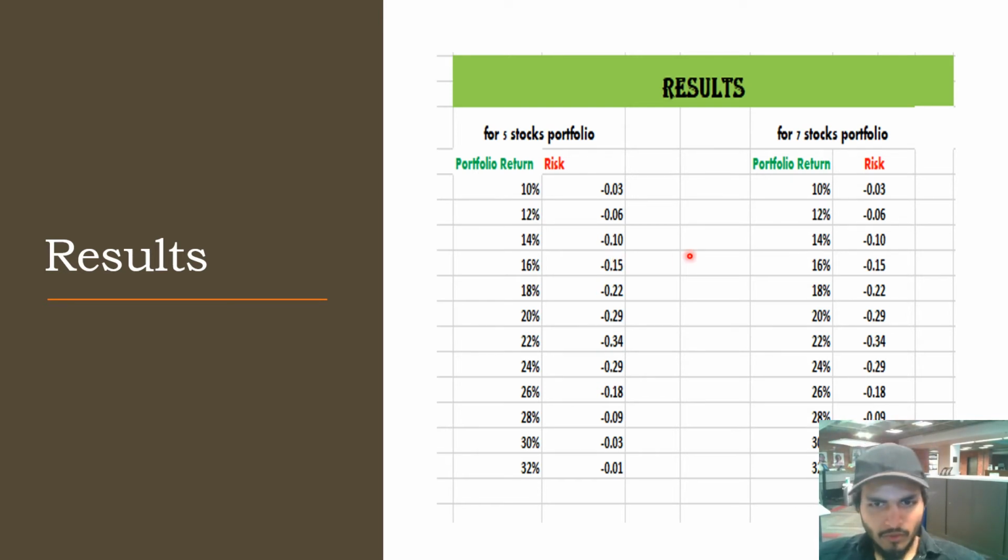For this study, I ran the model for 2 cases and multiple times. The first case is that the portfolio is made of 5 stocks, and the second is that it is made of 7 stocks. The interesting fact is that for this particular study, I got exactly the same results for both cases, and I will throw some light and explain it in detail once we move to the conclusion part.